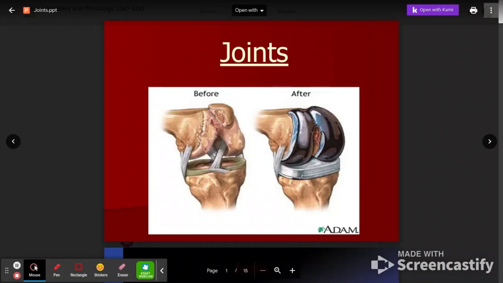So we start with joints. We know that bones are connective tissue allowing my body to move. Some of you guys are going into healthcare, so you're going to see knee replacements, hip replacements, all sorts of problems with our bones due to things like osteoporosis, etc.